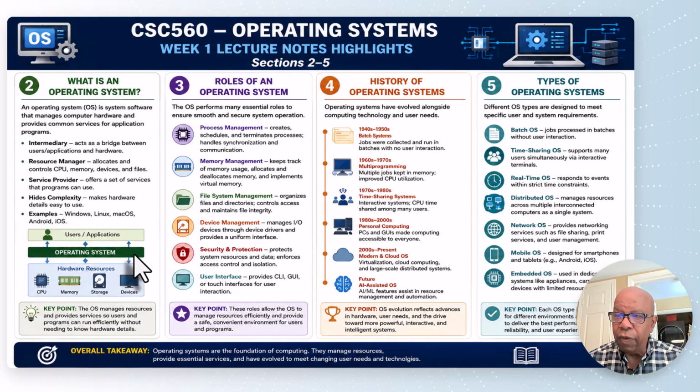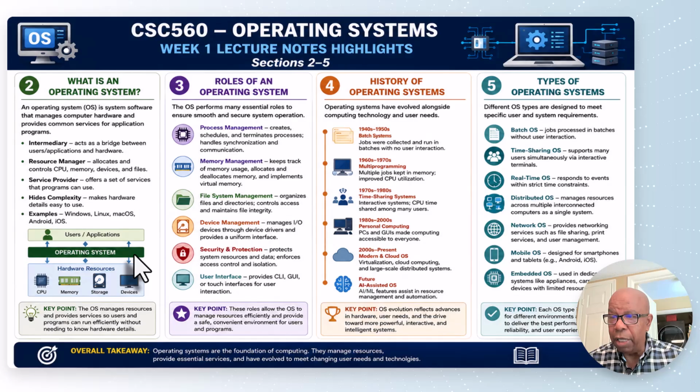Roles of the operating system. The operating system performs many essential roles and ensures smooth and secure system operation. Process management creates, schedules, and terminates processes, and handles synchronization and communication. That's one of the main ones. Think of all the processes being performed in your computer by your operating system. Your operating system is keeping control of every process. We're talking thousands and thousands of processes that the operating system is taking care of.